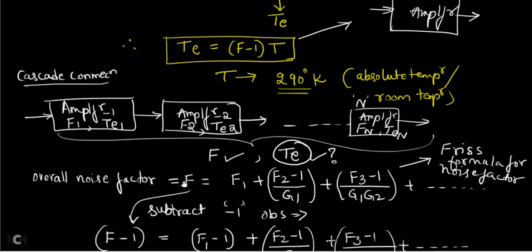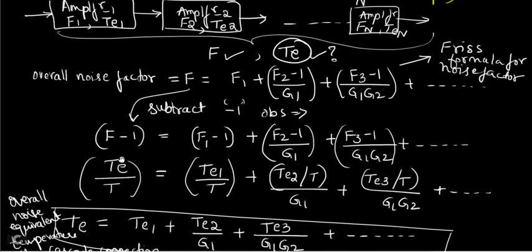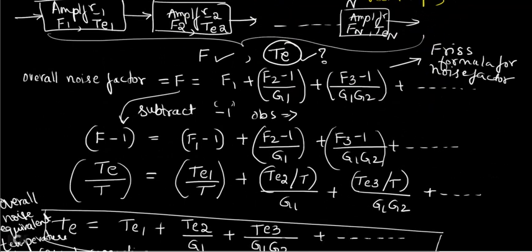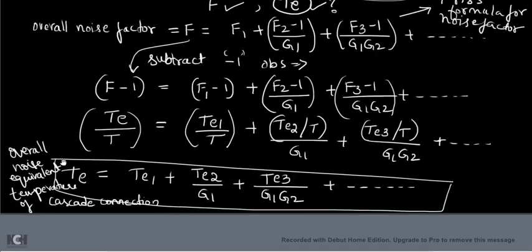First you should start from the noise factor, then you subtract 1 on both sides. Then we know that F minus 1 is TE by T, that you substitute here. Everywhere the denominator capital T, you cancel it off. After that you are left with TE equal to TE1 plus TE2 plus TE3 and so on, divided by G1.